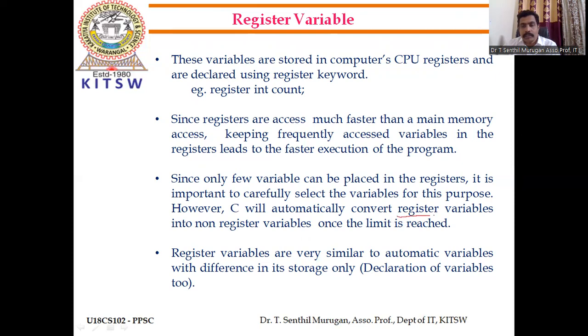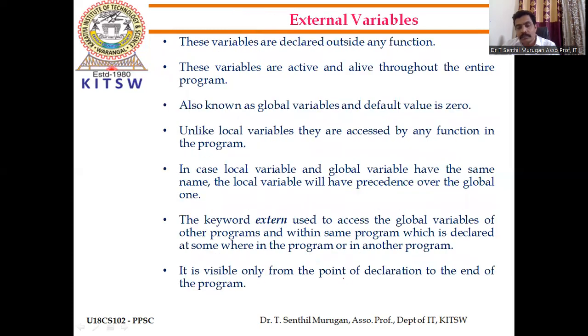So register variables are automatically converted into non-register variables once the limit is reached. Register variables are very similar to automatic variables, with the difference only in their storage. Both are similar, but it is stored in the register. Okay.